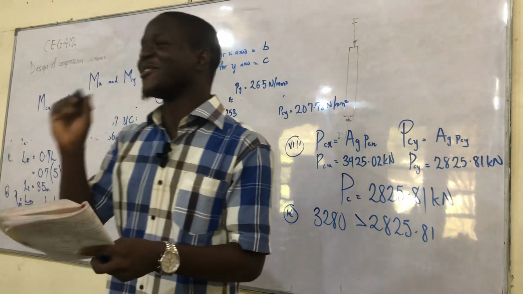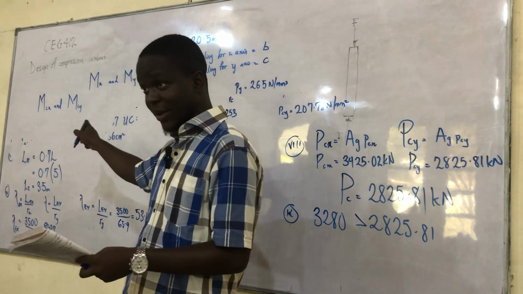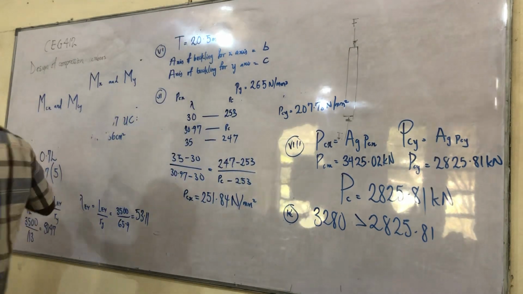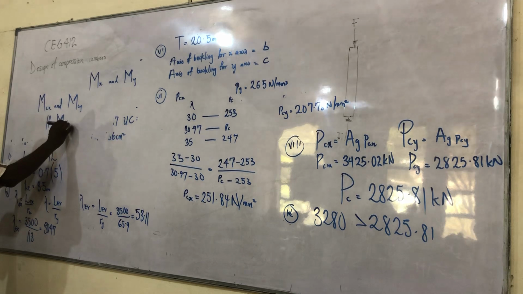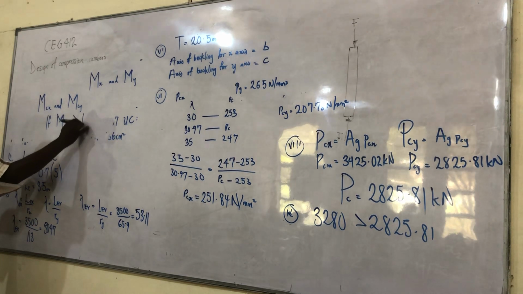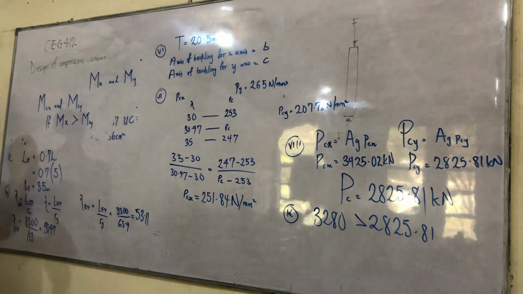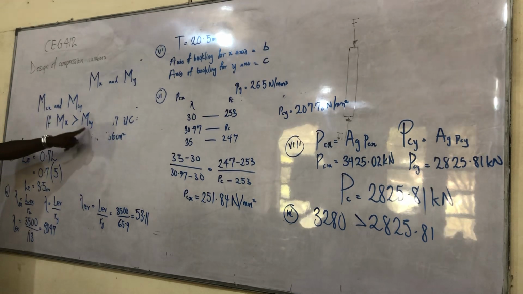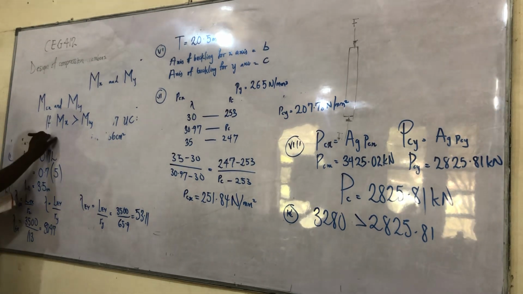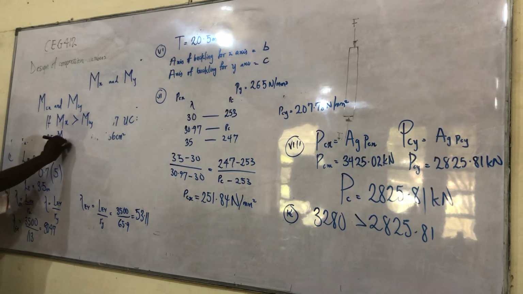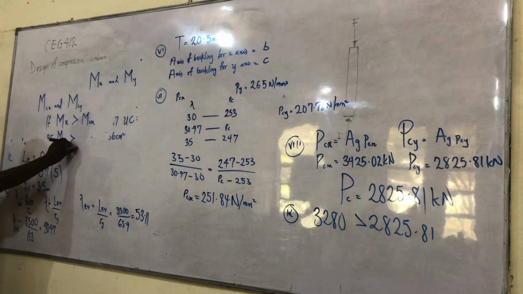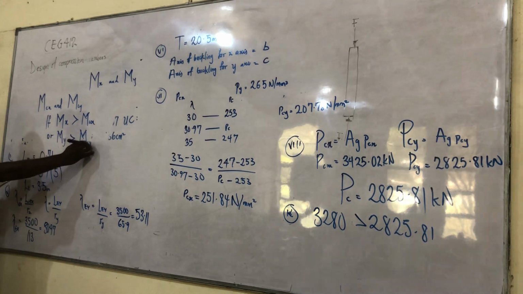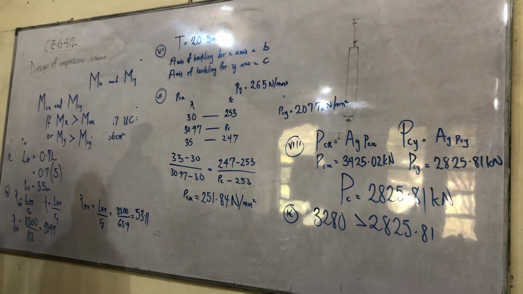Calculate moment capacities of section MCX and MCY. If MX is greater than MCX, or MY is greater than MCY, return to step 2. That's your first check.